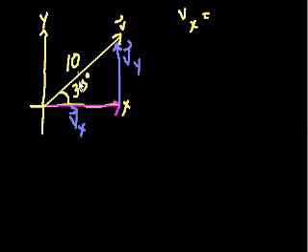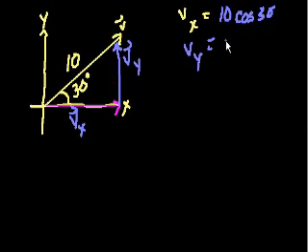V sub x would be 10 times cosine of this angle, 10 cosine of 30 degrees, which I think is square root of 3 over 2, but we're not worried about that right now. And v sub y would be 10 times the sine of that angle. This hopefully should be second nature to you. If it's not, you can go through SOHCAHTOA and say the sine of 30 degrees is the opposite over the hypotenuse, and you would get back to this. But we've reviewed all of that, and you should review the initial vector videos.